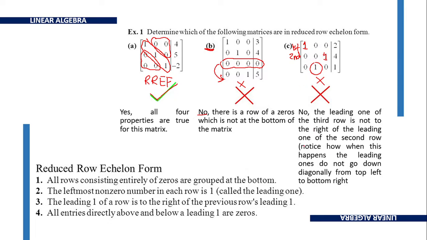Ayan. So, ito yung explanation niya, ha. No, the leading one of the third row is not to the right of the leading one of the second row. So, dapat is nasa right side. Okay? So, hindi rin natin masasabi na this is in reduced row echelon form itong ating letter C. Dapat parang diagonal lang siya.